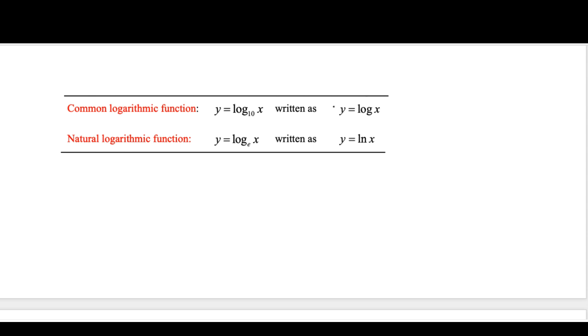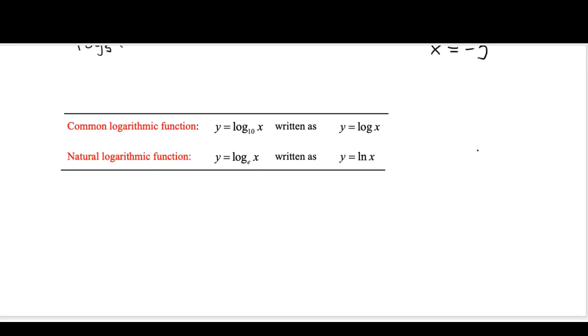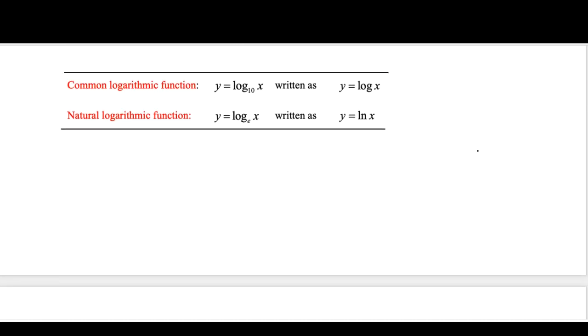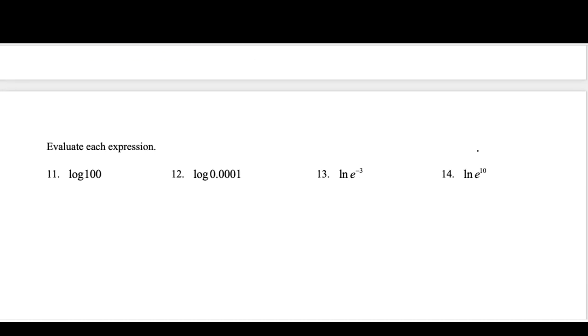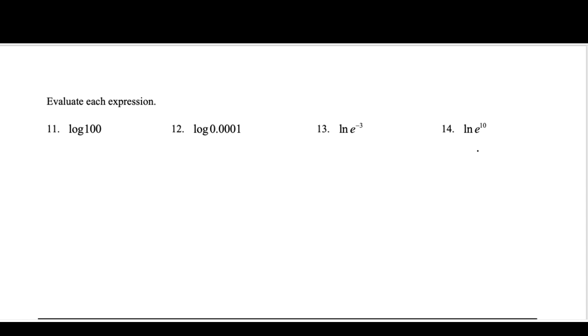Yeah, these are two of the most important logarithms. And like I said, scientific calculators will have the ability just to compute those for any argument x, as long as it's defined for that argument. Okay, so let's go over a few examples. These ones can be evaluated without the need of a calculator.